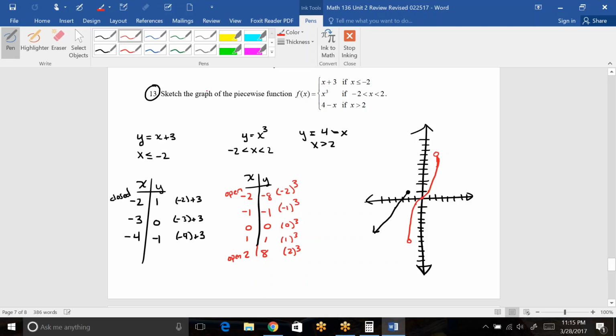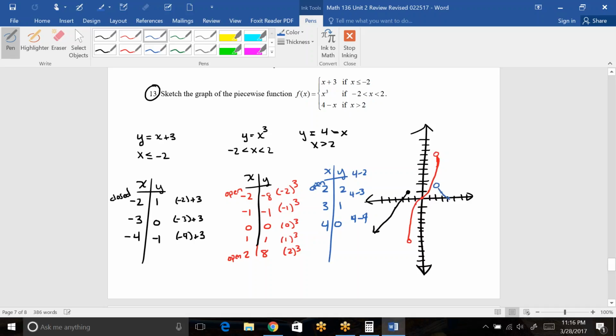And then our last one is this piece right here, 4 minus x. So then we pick things that are 2 or bigger, but remember it's going to be open because 2 is not equal to. So 2, 3, 4. Plug them in, 4 minus 2, 4 minus 3, 4 minus 4. There we go. So that would be 2 for that guy, 1, and 0. So 2, 2 is going to be open, 3, 1, and then 4, 0.